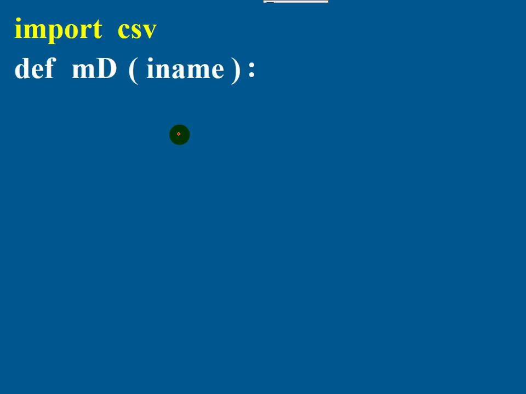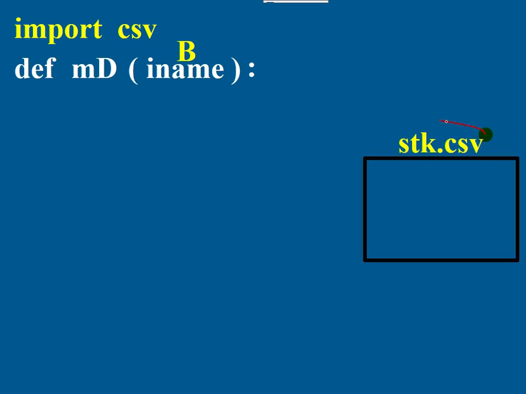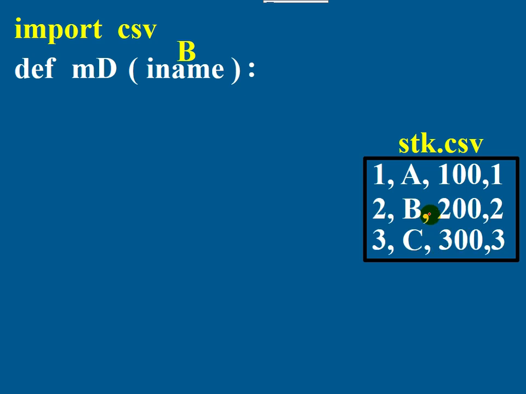Now, first you need to import all the necessary modules. You can write the function header. Parameter iname contains the name of the stock whose details you want to modify. Example taken B. This is your CSV file stock.csv. It contains 3 records. So as per this example, we want to modify the second record because its stock name is B. This file must be opened for reading purpose.